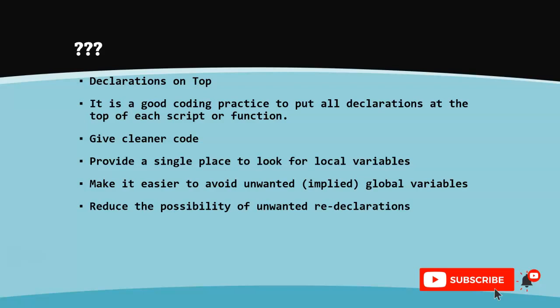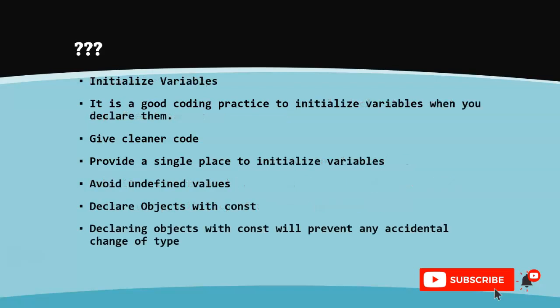Declarations on the top. It is a good coding practice to put all declarations at the top of each script or function. It gives cleaner code. It provides a single place to look for local variables. It makes it easier to avoid unwanted or implied global variables. It reduces the possibility of unwanted redeclaration.